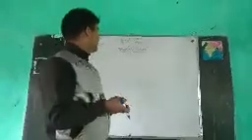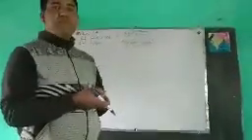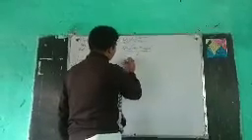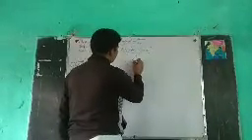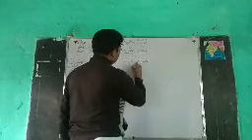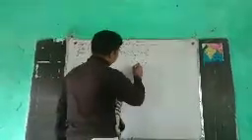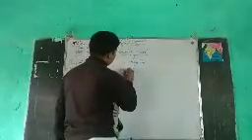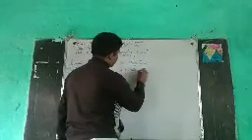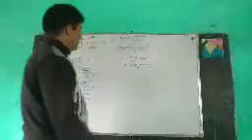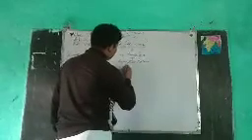Today we are going to discuss another type of animal tissue known as muscular tissue. Muscular tissue is made up of cells we call muscle cells. So, this tissue is made up of what type of cells? Muscle cells. What do they contain? They contain contractile proteins. These contractile proteins present in the muscle cells are actin and myosin.